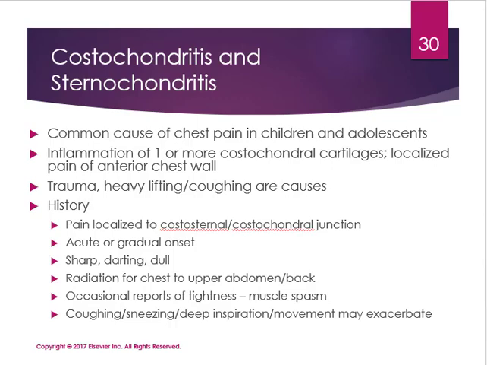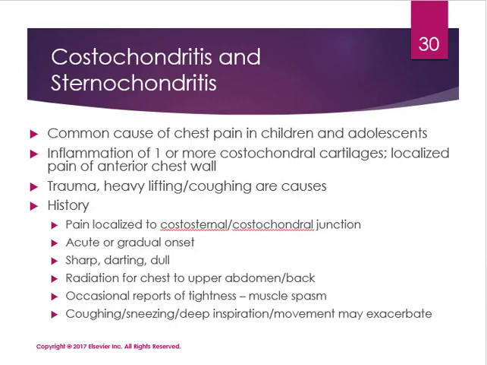Moving past arms, there are some rib issues that you may see, costochondritis or sternochondritis. And this is a common cause of chest pain in children and adolescents, not a cardiac chest pain, but a musculoskeletal chest pain. And what it is, is inflammation of one or more costochondral cartilages, and you can have localized pain in the anterior chest wall. Characteristics of the pain may include an acute or a gradual onset, sharp, dull, or a darting quality to the pain. It may radiate from the chest to the upper abdomen or back.